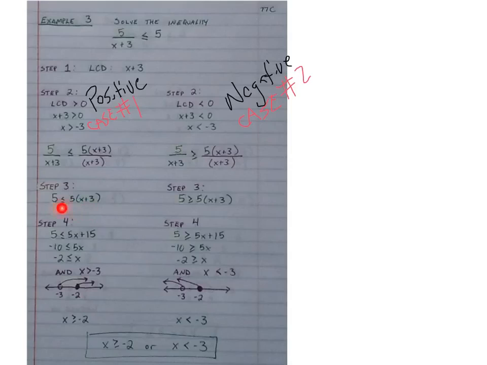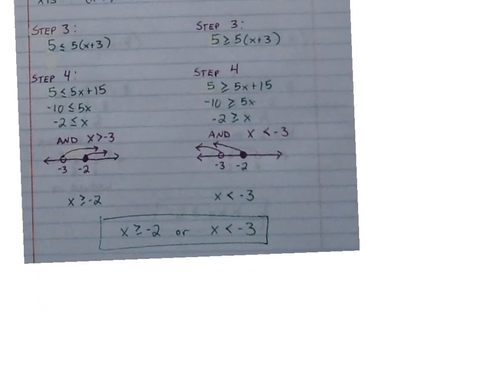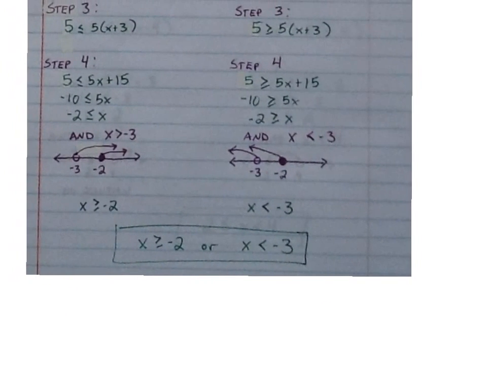This flipping of the inequality applies really in step 3. So when we're canceling out the denominators, we get 5 is less than 5 times x plus 3 versus 5 is greater than 5 times x plus 3. And as you can see, they still look very similar in the two cases. The only difference is the direction of the inequality is turned. In step 4, we go about solving it. So I'm going to scroll up and move in because this is where the real significant difference happens.